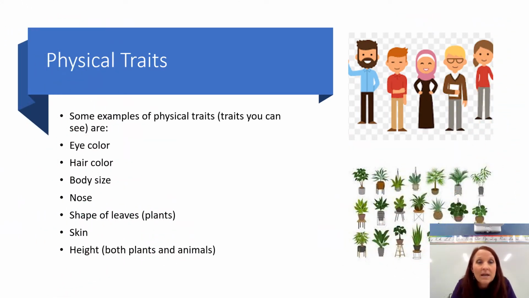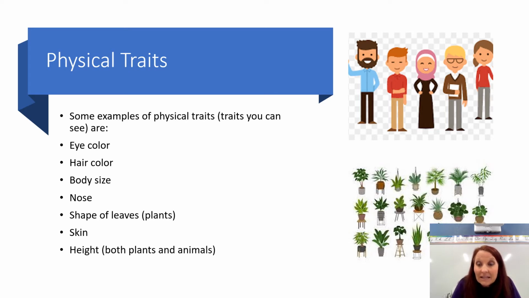So on this slide, we have physical traits. Some examples of physical traits are the traits that you can see in a plant, an animal, or a person. So when you think about somebody's eye color, that's a trait you can see. Their hair color, that's something you can see. The size of their body, that is something you can see. The shape of their nose, that is something you can see.